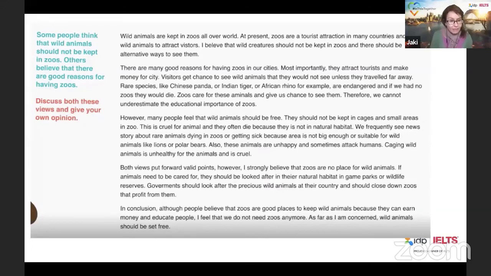Paragraph 1, wrong compound sentence. I believe that wild animals should not be kept in zoos and there should be different. At present, zoos are a tourist attraction and need wild animals to attract. This seems okay to me. First paragraph should be visitors. Yeah, so this again is spelling, not grammar. They make money for the city. Yeah, so they forgot the article there. That's right. Good, you're very good at spotting.